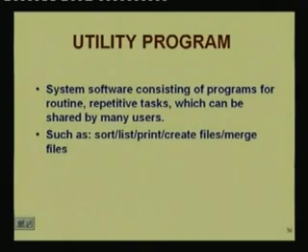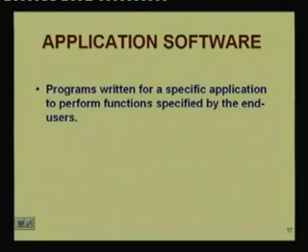Then the utility program. Utility program is system software consisting of programs for routine repetitive tasks which can be shared by many users, such as sort, list, print, create file, merge file, etc. So, there are various kinds of utility programs, and this is also a type of system software.